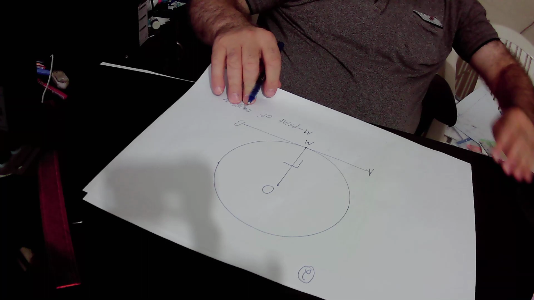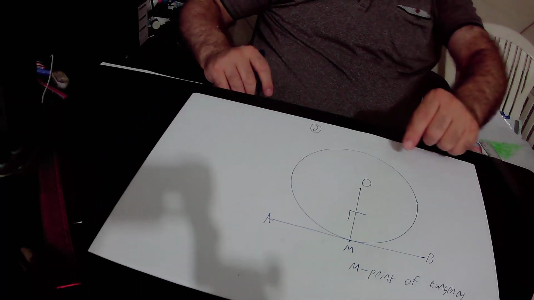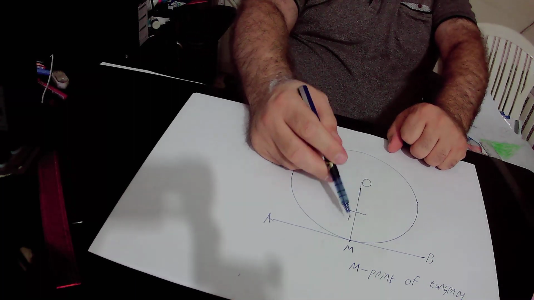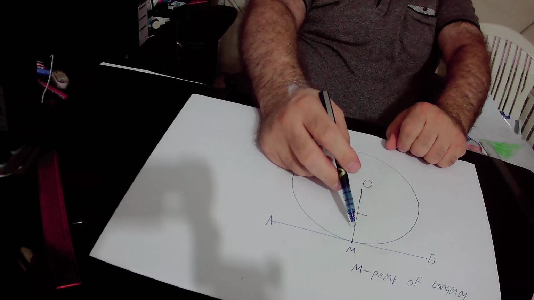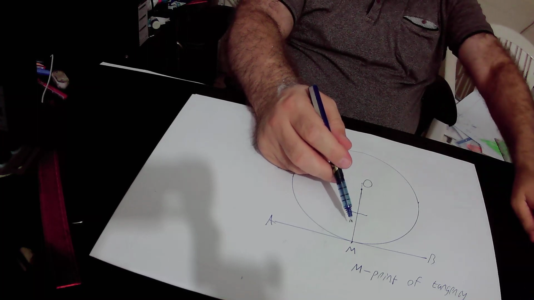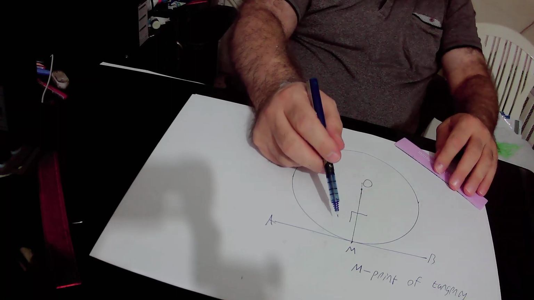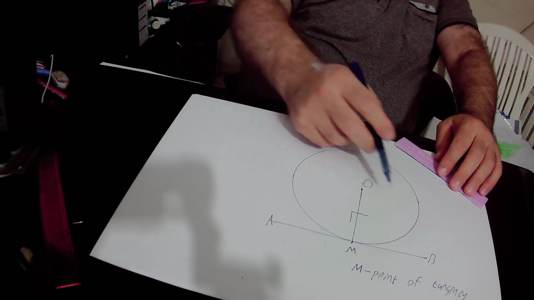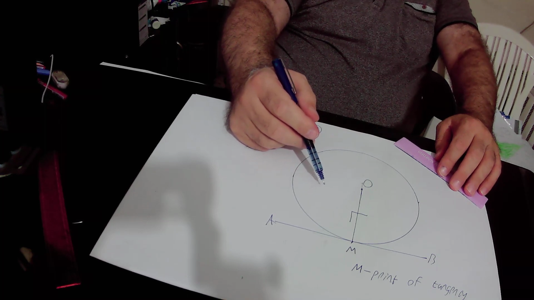Okay, and we can see from the drawing that OM is the radius of this circle. This radius is drawn to the point of tangency, that is to say it is drawn to point M, the point of tangency of tangent AB with this circle. Therefore, according to rule number 1, a tangent to a circle, that is to say AB, is perpendicular to the radius drawn to its point of tangency.